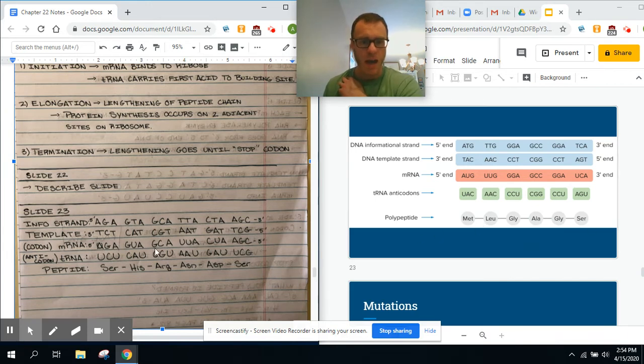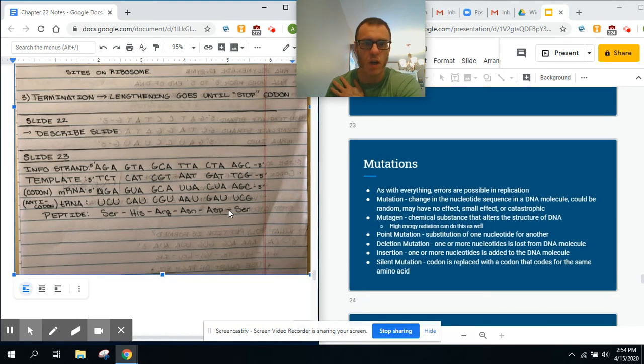All right. I've done the same thing here. You can follow right along. I've just made a different chunk of DNA. It's not that big of a deal. Info strand, template strand, your messenger RNA, your tRNA, your anticodon, and that brings the specific amino acid. There we go. That's how we build stuff.